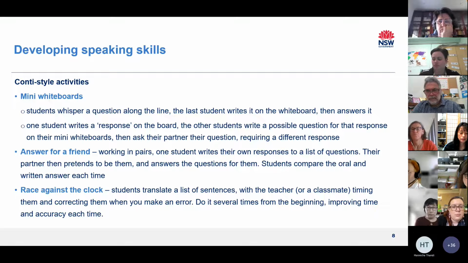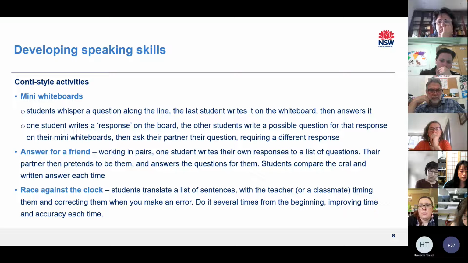And race against the clock. Students translate a list of sentences with the teacher or a classmate timing them and correcting them when they make an error. Do it several times from the beginning, improving time and accuracy each time.